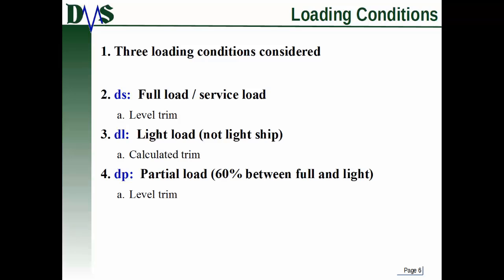And DP is your partial load. That's 60% of the way between full load and light load, and that is also at level trim. So here are the three main drafts that you have to look at. Just keep in mind the terminology here, okay? When you see DS, DL, and DP, just remember that we're talking about loading conditions. DS is full load, DL is light load, DP is partial load.